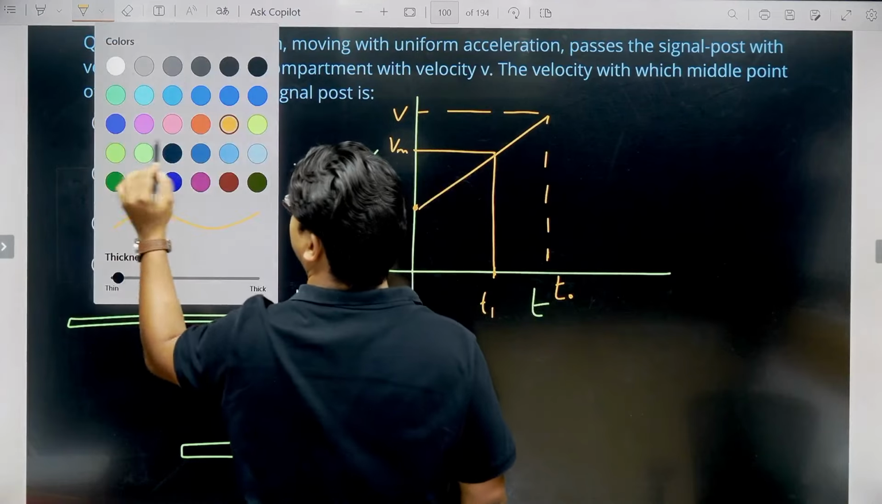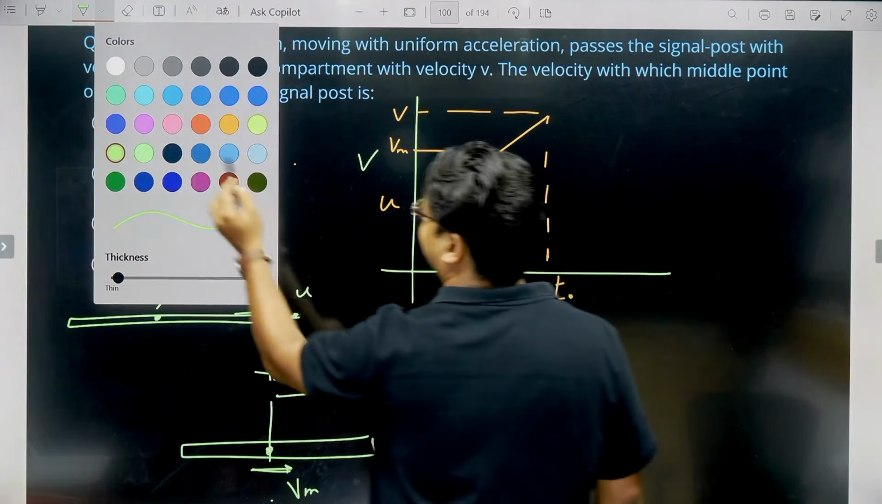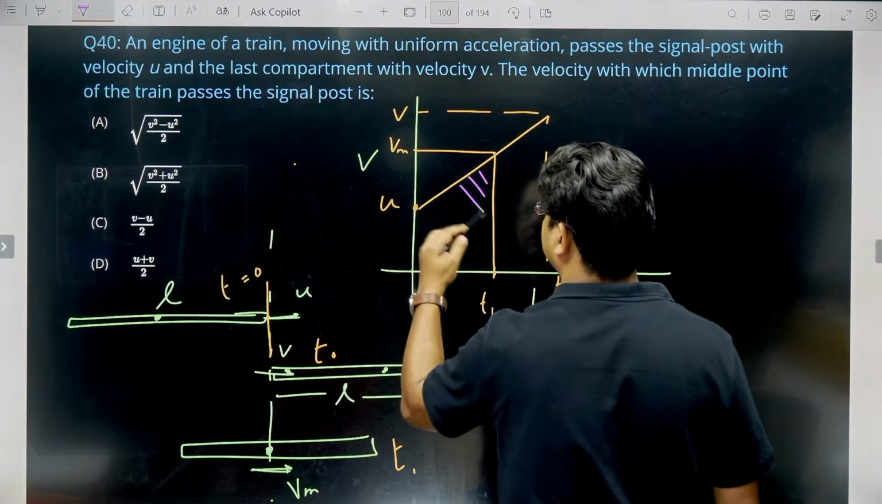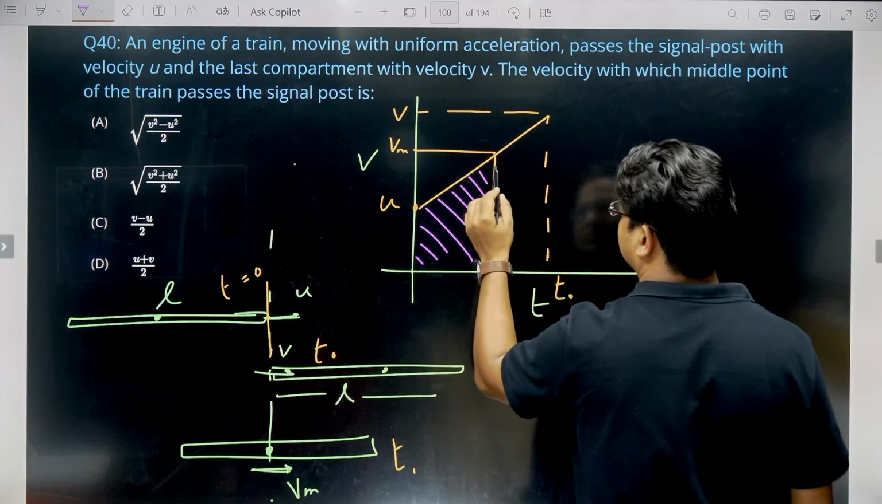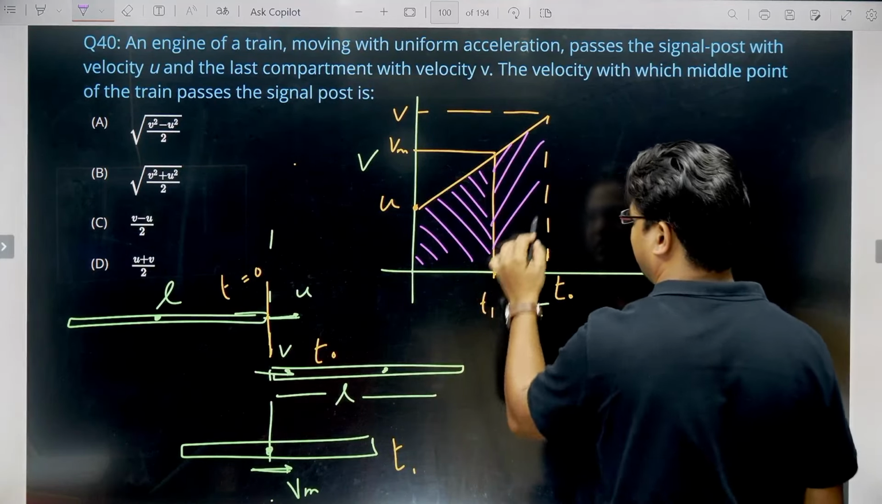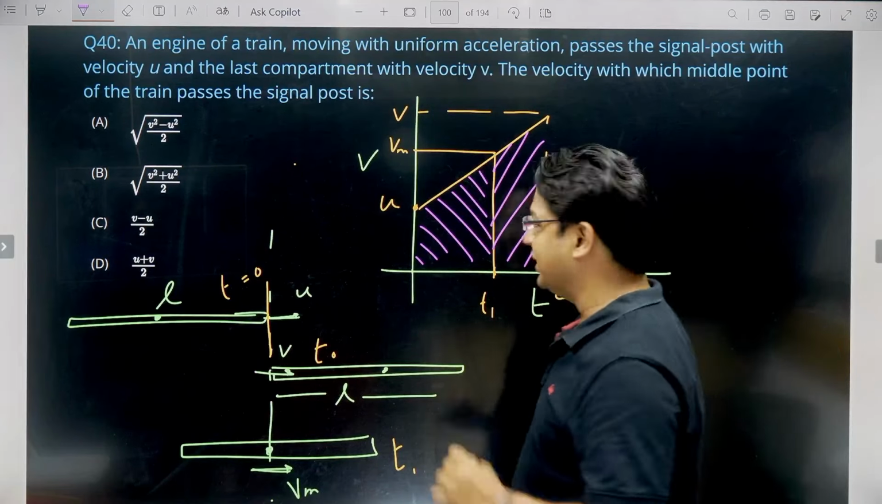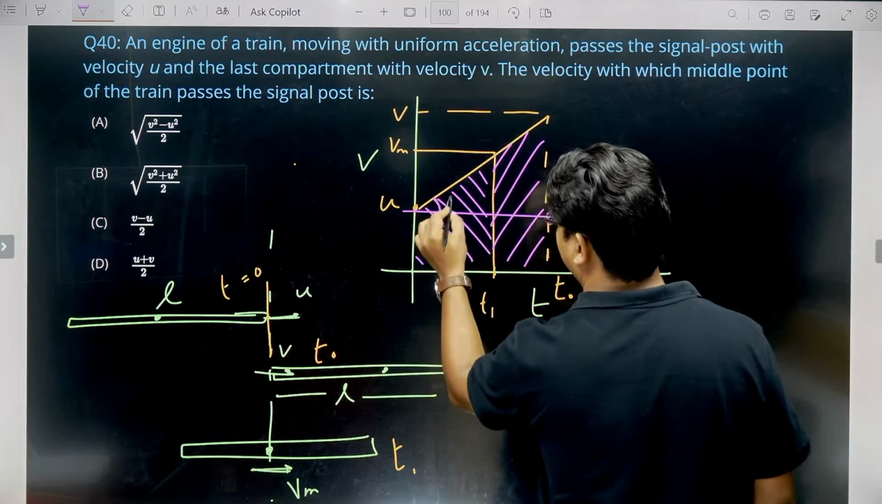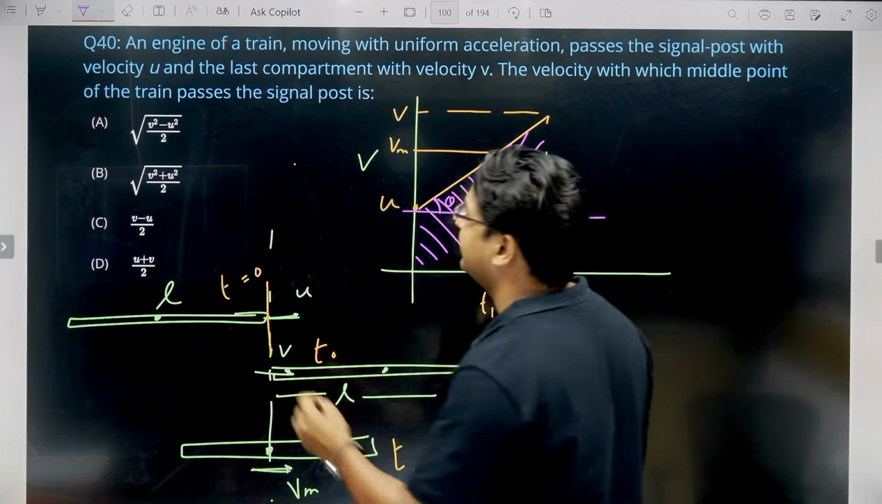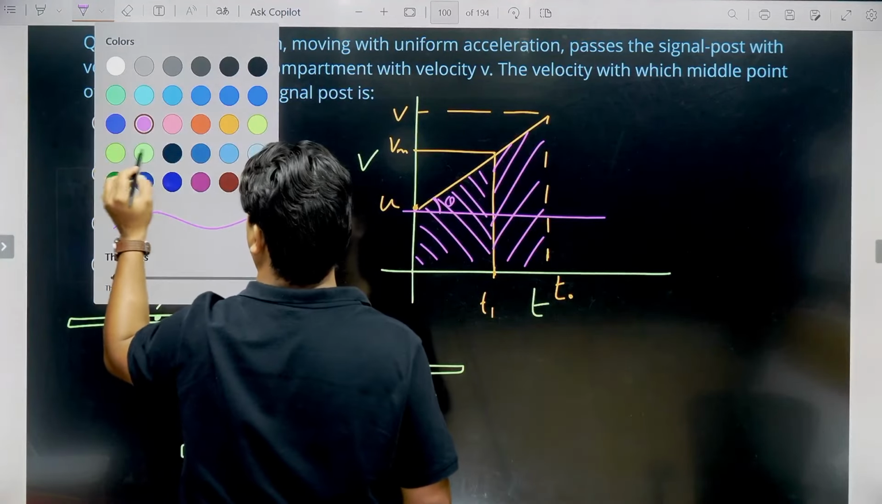Okay, I'm going to make use of it. So we want to say that this area is the same as this area. But we don't know anything about time. We certainly don't know, but the acceleration has been constant. So this angle is constant. This theta is constant, like it has been a straight line.